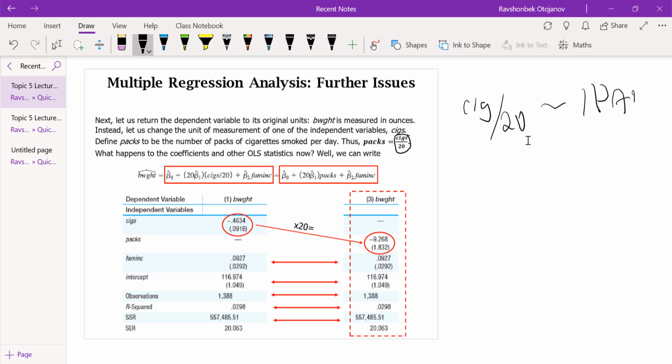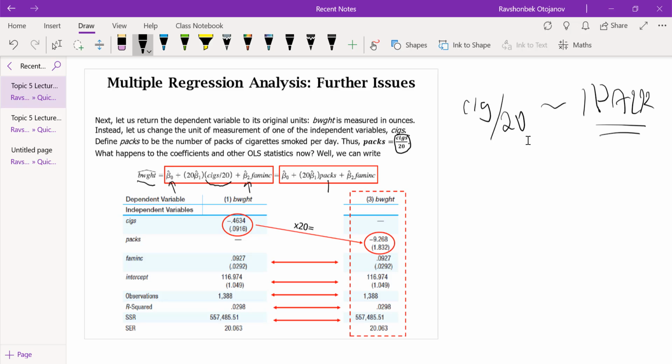Because each pack contains, oops, my handwriting is so bad here. So each pack contains 20 cigarettes, in other words. What does this entail in that case? Well, nothing on the left hand side and nothing to the coefficient estimate of the variables that are not being converted or transformed into a different variable. It's this variable only, the cigarette variable, whose values will be different. In this case, now dividing each observation by 20, we are basically converting it to a pack.